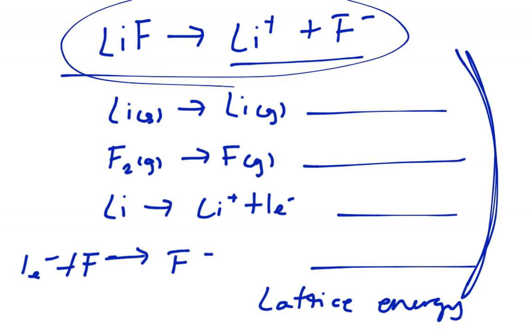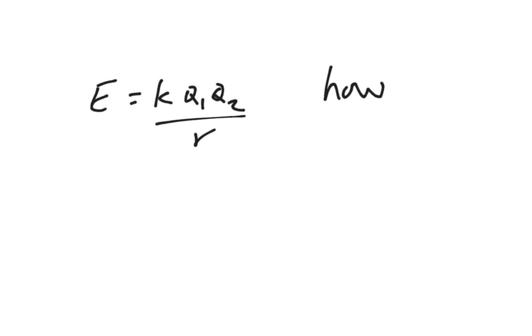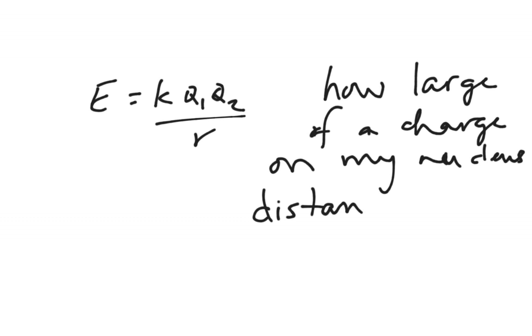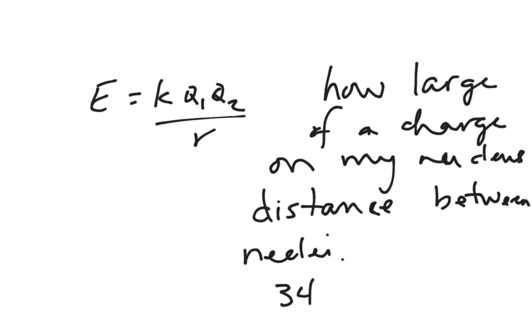of my molecule is. The lattice energy is going to depend, like we saw before with our equation, E equals k Q1 Q2 over r, on how big of a charge I have on my nucleus this time, and the distance between the nuclei. So they have a really good example and diagram of this on page 345.